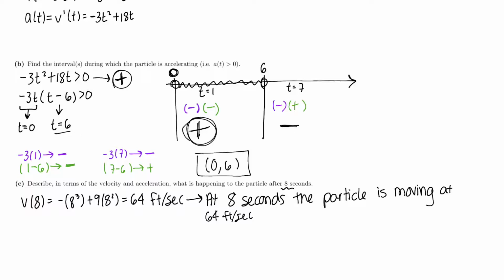Plugging in 8 to the acceleration function, negative 3 times 8 squared plus 18 times 8 should come out to be negative 48. And then our units would be feet per second squared.